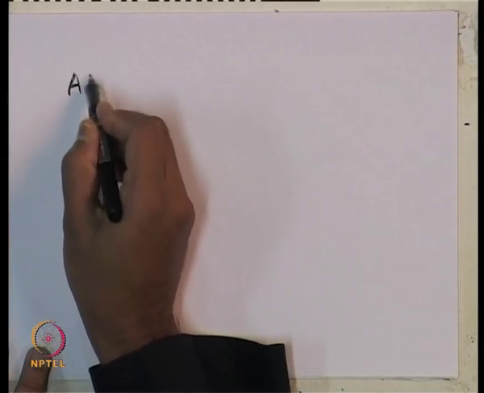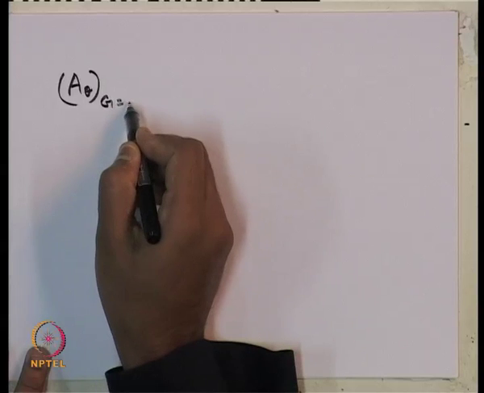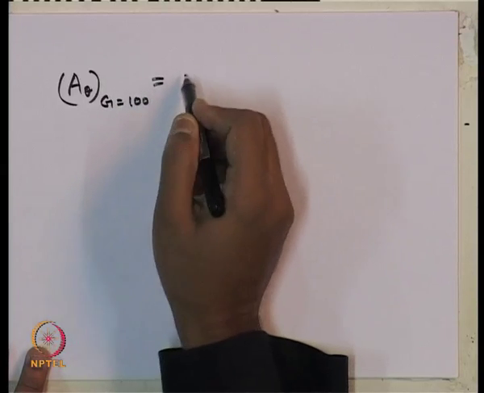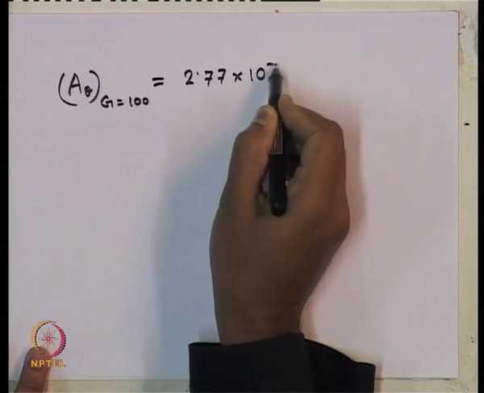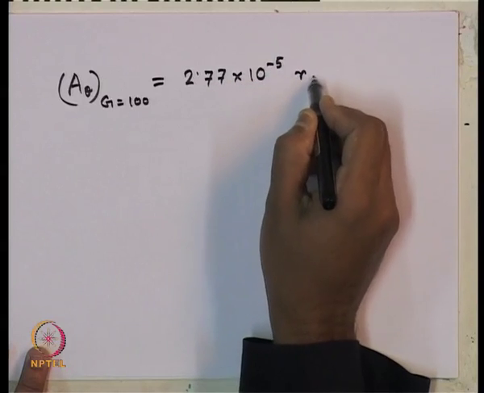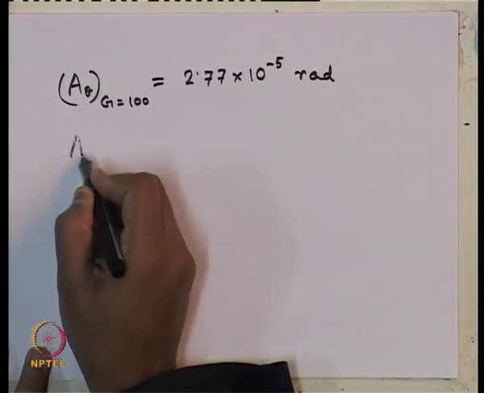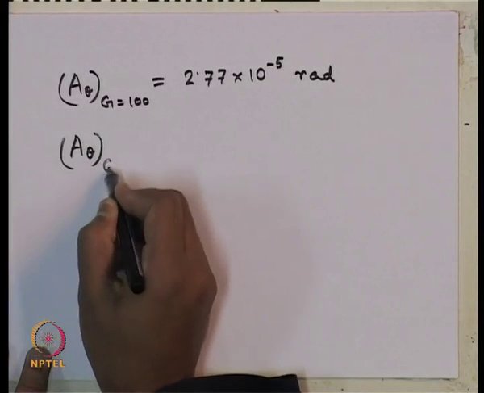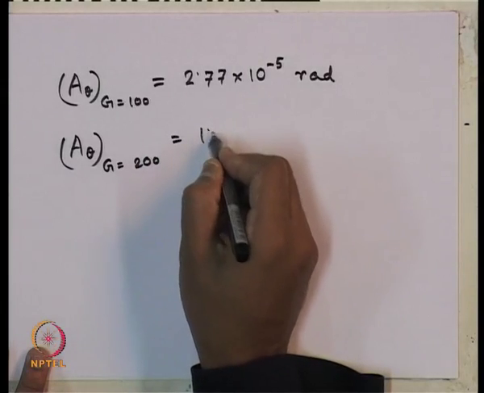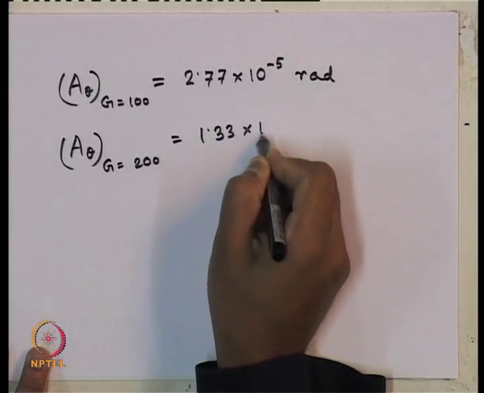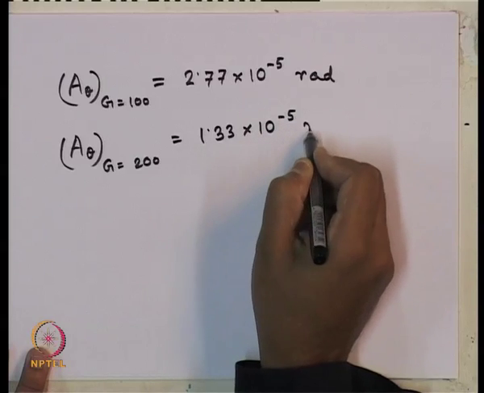A theta for g equals to 100, if we put the values and calculate, we are getting 2.77 into 10 to the power minus 5 radian, and a theta for g equals to 200, we are getting 1.33 into 10 to the power minus 5 radian.